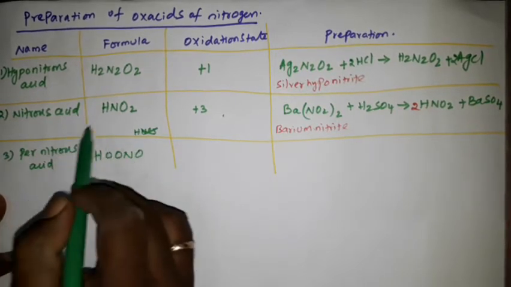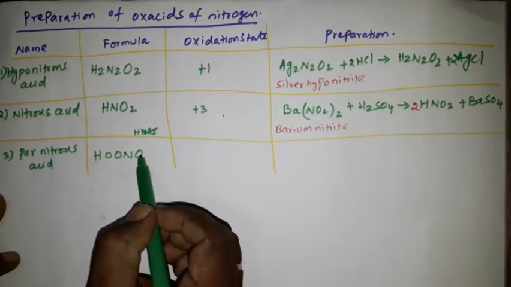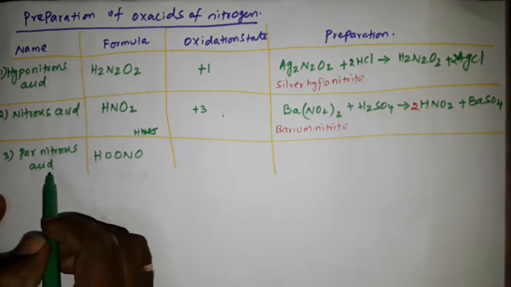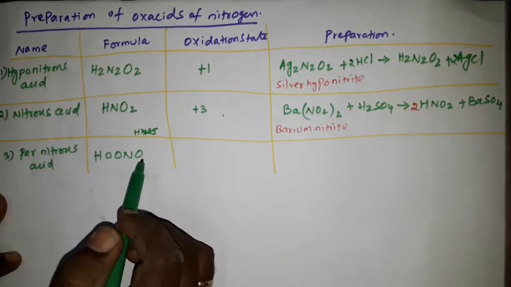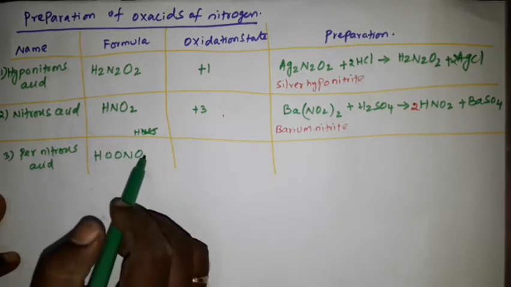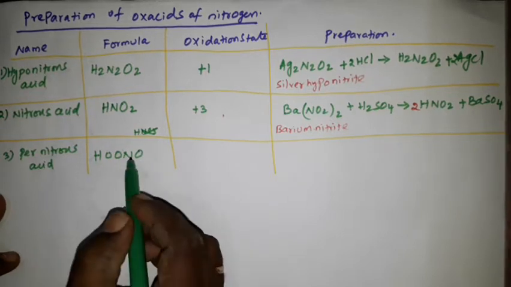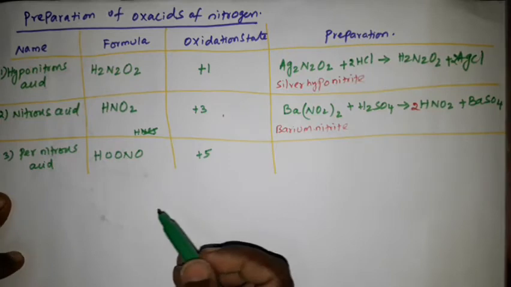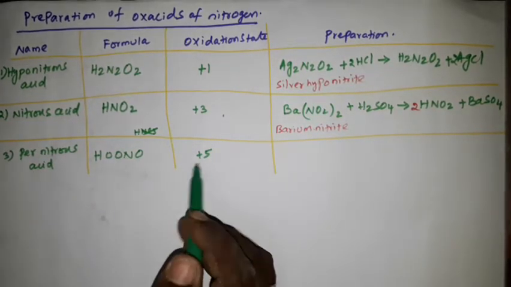You should write HOONO. Nitrous acid is HNO2, and addition of one more oxygen we call per nitrous acid. Clear? The formula you should write is HOONO. Don't change the formula. Don't write HNO3. HNO3 is nitric acid, where the oxidation state of nitrogen is plus 5. You can calculate. So per nitrous acid oxidation state is plus 5.